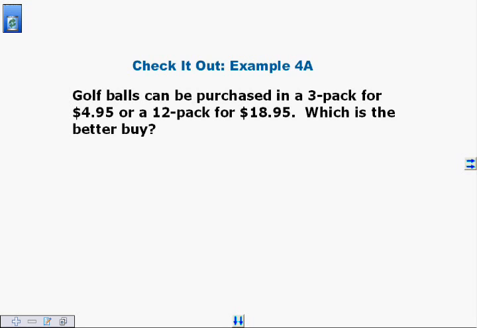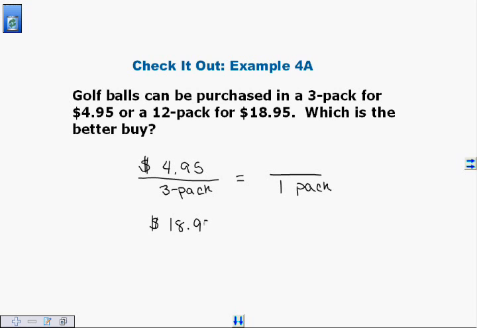Golf balls can be purchased in a 3-pack for $4.95 or a 12-pack for $18.95. Which is the better buy? Go ahead and try this one on your own. Okay, so whenever we go to set this up, we are going to want to break it down to 1. Both of these need to be broken down to 1. So we have a 3-pack for $4.95. I wonder how much it would cost for 1. Here we have a 12-pack for $18.95. Wonder how much that would cost for 1.